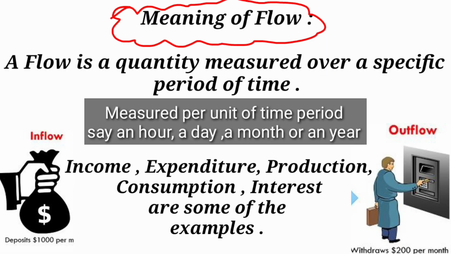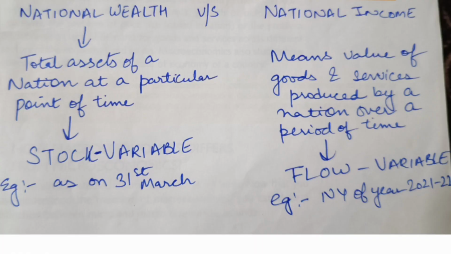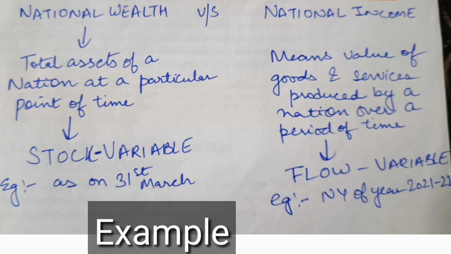Then we have the flow variable. A flow is a quantity measured over a specific period of time. When I say a specific period of time, it means we are measuring it per unit of time period, say an hour, a day, a month, or a year. Income, expenditure, production, consumption, interest are some of the examples of the flow. So to make the concept more clear, I have an example here.